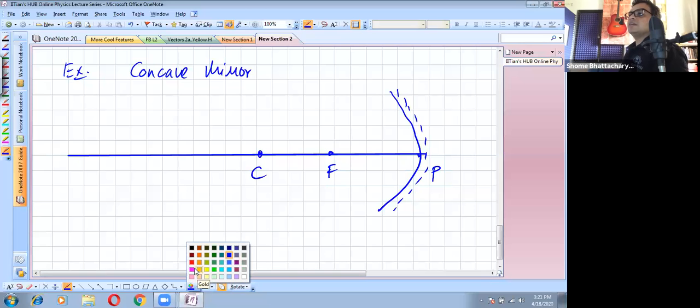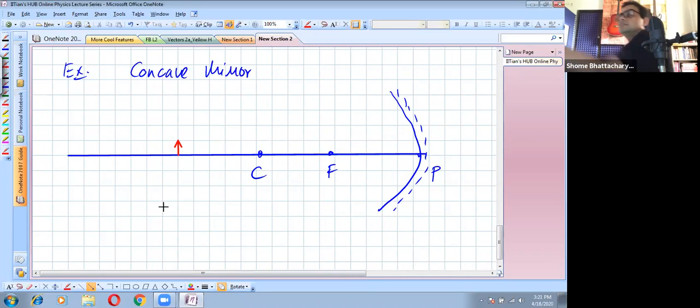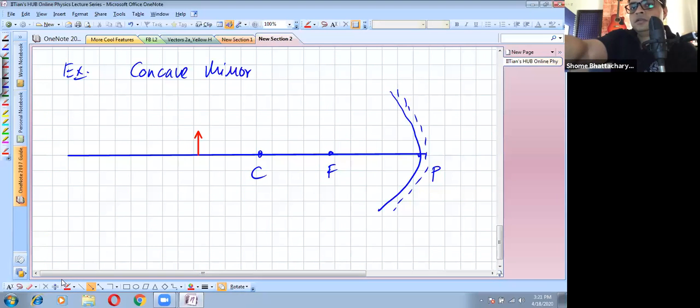Now let us consider our object as something like this. Let's consider our object, for example, here. Again, in the diagram, I'm showing it as slightly large, but you have to imagine that actually it's much smaller. What I mean to do here is draw an extended object, but its height is very small compared to this PC, very small compared to the radius of curvature. So let's say this object, I label it AB.